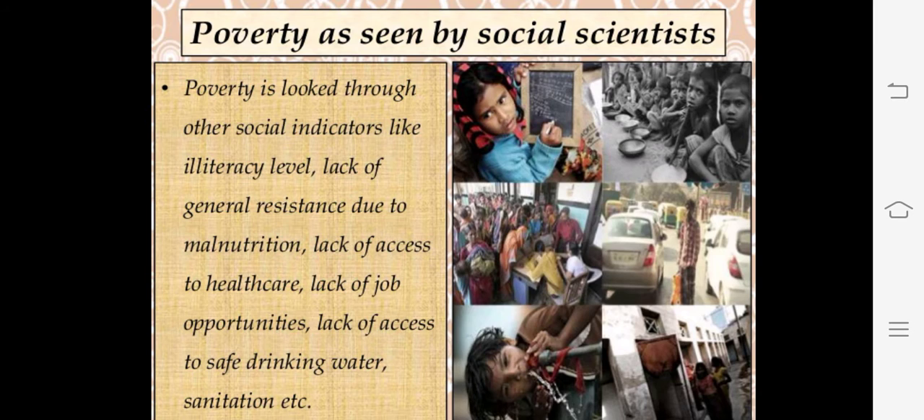They have lack of general resistance due to malnutrition, meaning they do not get medication if they are ill. Their bodies do not have so much immunity that they can resist, just because of malnutrition, because they do not get complete nutrition. Lack of access to healthcare means they are not treated, they are not taken to hospitals. Lack of job opportunities, they do not have jobs. Then lack of safe drinking water and sanitation problems.